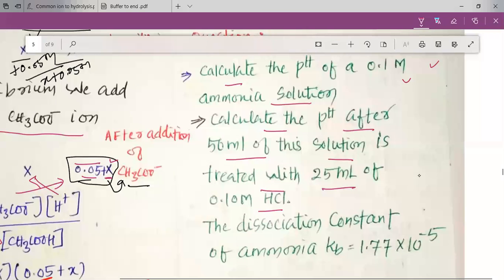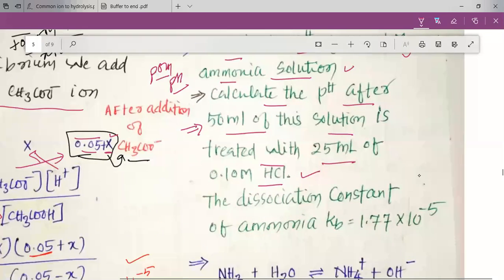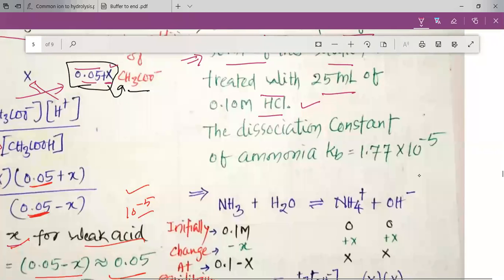So it's a very, very interesting question, my dear students. First, they have given you the 0.1 molar ammonia solution, and we need to find out the pH. Remember, ammonia is actually a base. So first we need to find out the pOH. From that we can find out pH. Please remember this. Then second, in 50 ml of this solution we add 25 ml of 0.1 molar HCl solution. So neutralization takes place, and at that time also we need to calculate the required things.